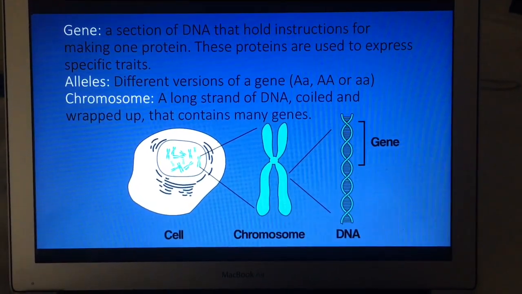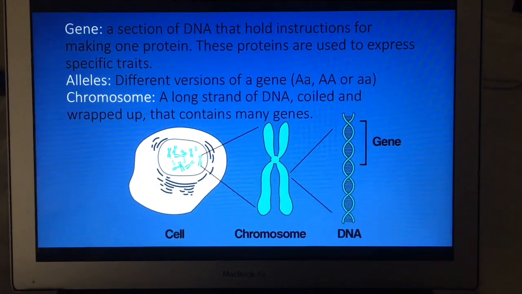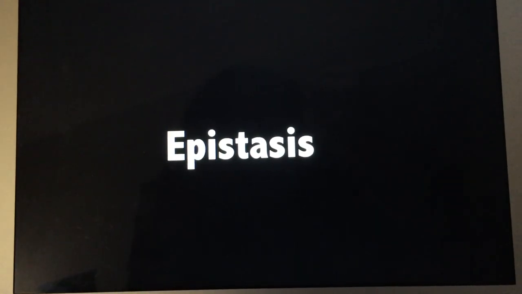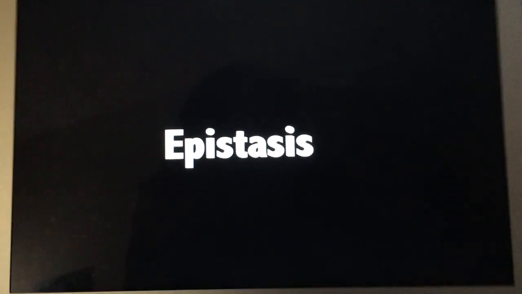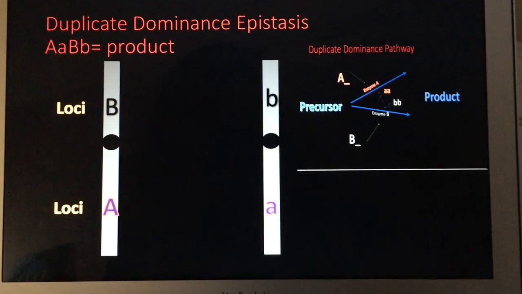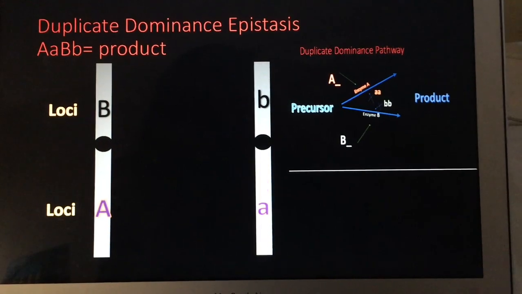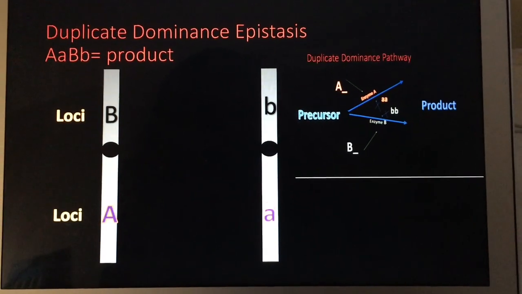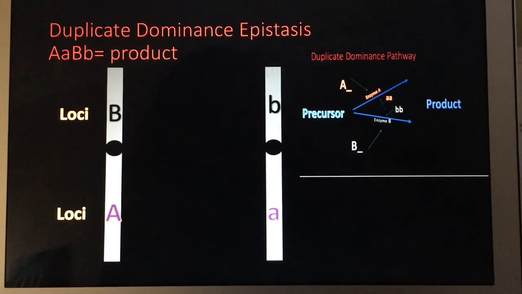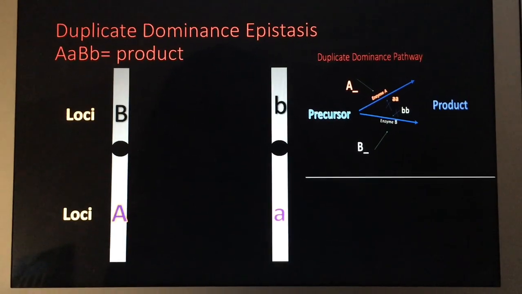A chromosome is a long strand of DNA coiled and wrapped up that contains many genes. Epistasis is when two different loci contribute to the same phenotype in some unexpected manner. We will take a look at, for example, duplicate dominance epistasis. This is when having at least one dominant allele at either locus will result in the same phenotype. Genes that mask the action of another gene are said to be epistatic to the masked gene.